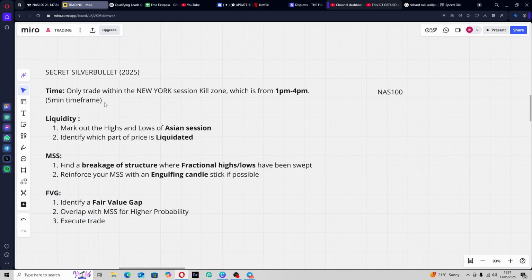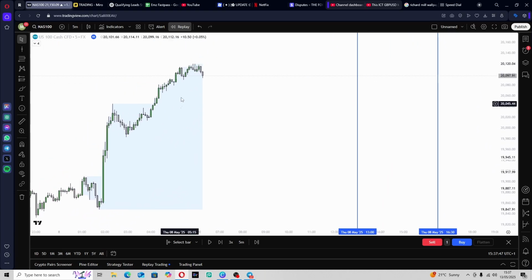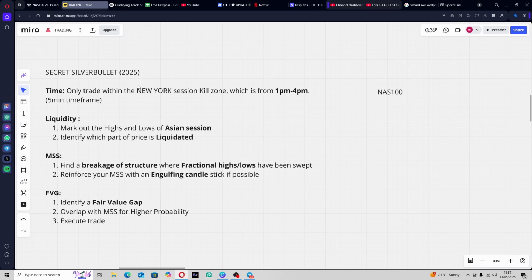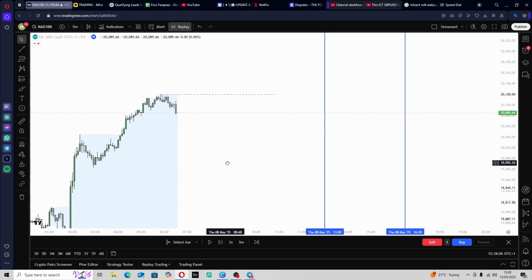What we need to do next is mark out the highs and the lows of Asian session. As you can see right here, this is an indicator showing me where Asian session is, and the blue area is Asian session right now. So I'm going to mark out the highest point of Asian session, and we mark out the lowest point of Asian session, right? And as soon as we do that, what we need to do next is identify which part of price actually gets liquidated first, right? Is it the highs or is it the lows? Because this will be very, very important for later on when we actually do want to enter the trade.